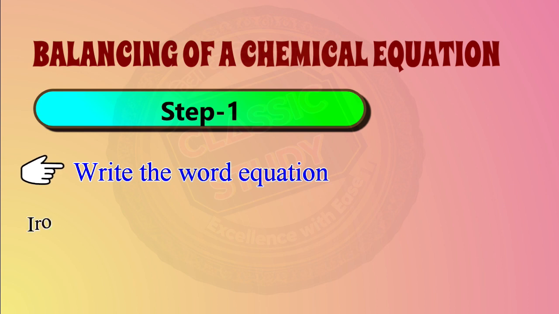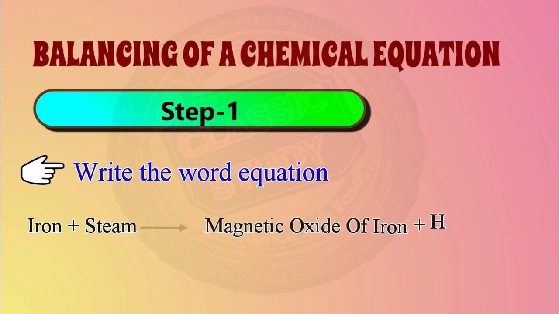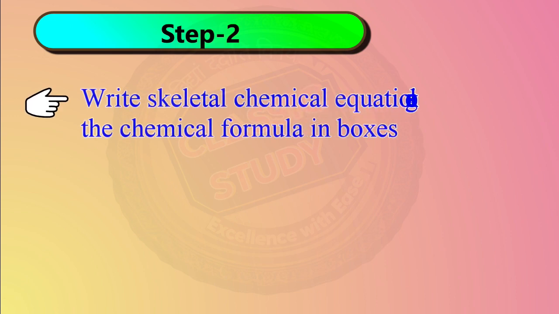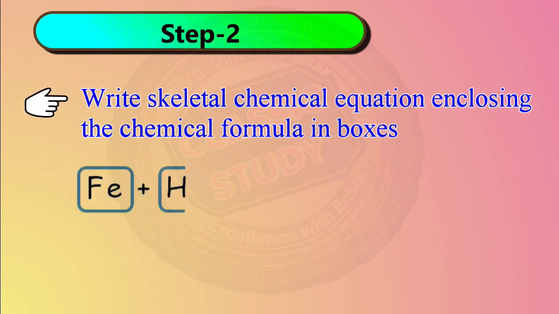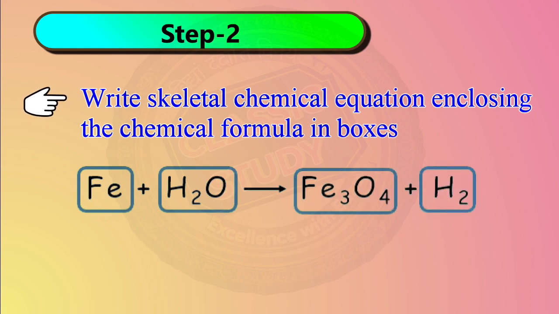Here the equation is iron plus steam combines to form magnetic oxide of iron plus hydrogen. Step 2, we write the chemical formulas. So the skeletal equation has been completed. So now my equation is Fe plus H2O gives Fe3O4 plus H2.